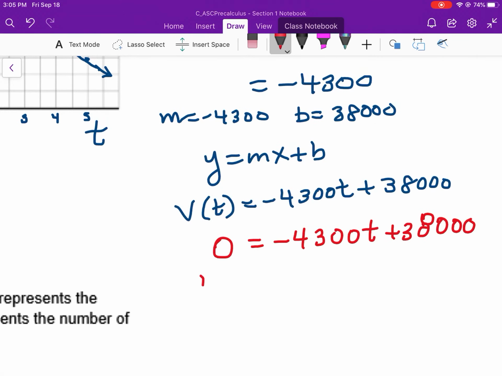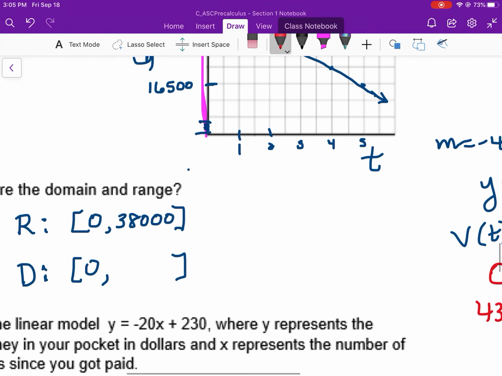So I'll add the 4,300t to both sides, and that's 38,000. So I could take 38,000 divided by 4,300, and that gives me 8.8 years. So after 8.8 years, my truck is worthless. So maybe I put 8.8 here because that's when my truck becomes worthless. Something like that. You can't put infinity because eventually it's going to get to 0. So something like that would be great.